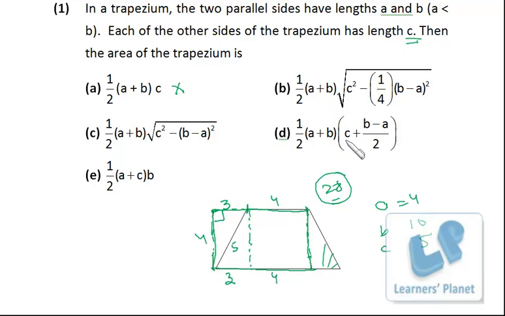Here it is half of a plus b, a plus b is 14, so half of 14 is 7, into the square root of c square, that is 25, minus b minus a whole square, 10 minus 4, 6 square, that is 36, 36 by 4, 9, so 25 minus 9, 16, right? So if it comes out of the square root, it will be 4, so 7 into 4, 28, so we are getting 28, so this one is the correct choice.